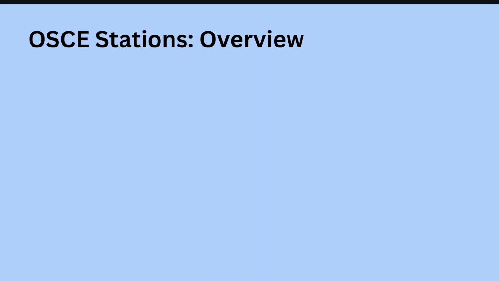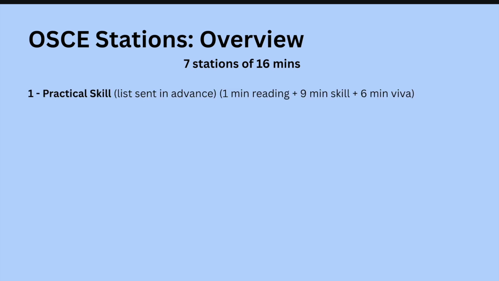I'm just going to give you an overview of the OSCE stations. There are 7 stations of 16 minutes each. You have a practical skill station. There's a list which is sent in advance. You get 1 minute of reading, 9 minutes of your practical skill, and 6 minutes of either.